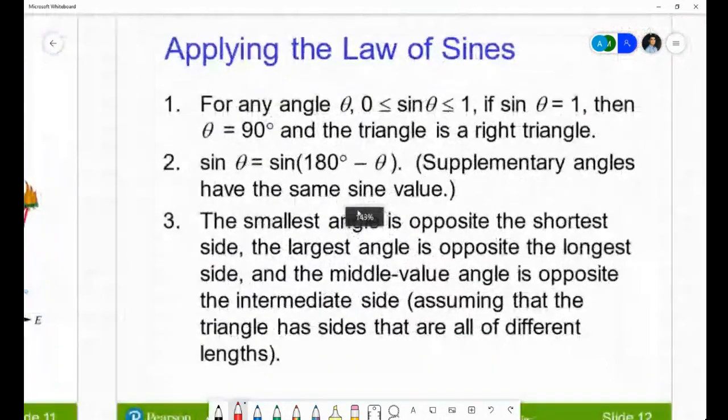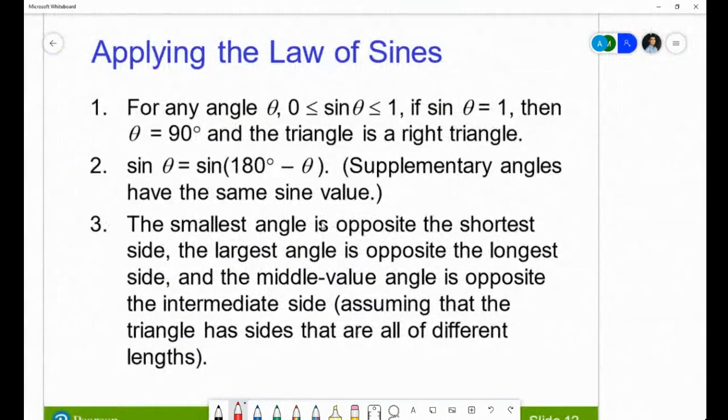Okay, so in order to apply the law of sines, let's review everything here. For any angle, sine must be between 0 and 1. If sine of theta is equal to 1, then you know that theta is equal to 90 degrees, because sine of 90 degrees is equal to 1. If we do that, then the triangle is a right triangle. If we have a right triangle, then we just use SOHCAHTOA.